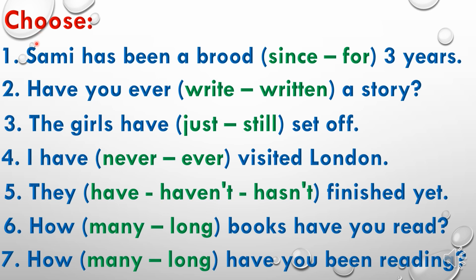Now, choose the correct answer. Number 1, Sammy has been abroad since or for 3 years. Look here, 3 years. Duration of time, مدة زمنية معدودة, so for. Number 2, have you ever write or written a story? طبعا عندي ever وعندي have إذا present perfect إذا بدي التصريف الثالث إذا عندي written. 3. The girls have just or still set off. طبعا عندي أكيد just لأنه still بيكون الجملة منفية ومكانها هنا after the subject بعد الفاعل بتكون.